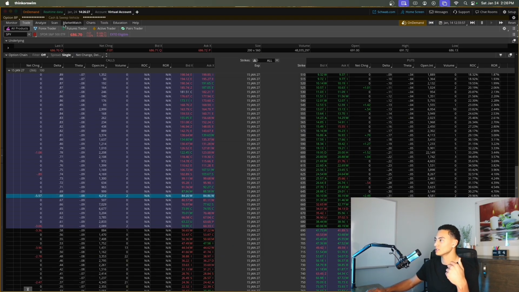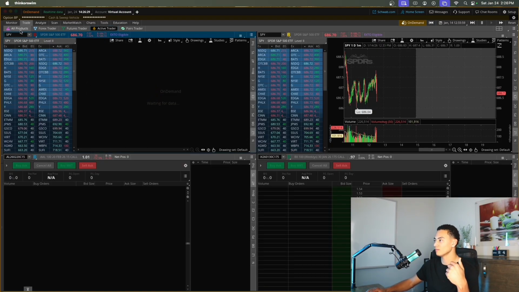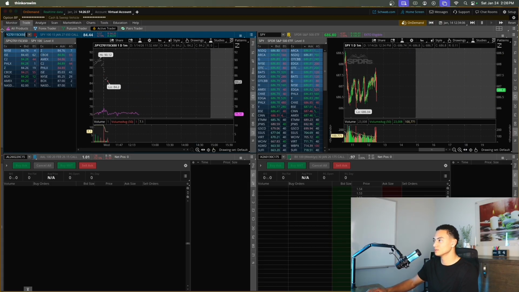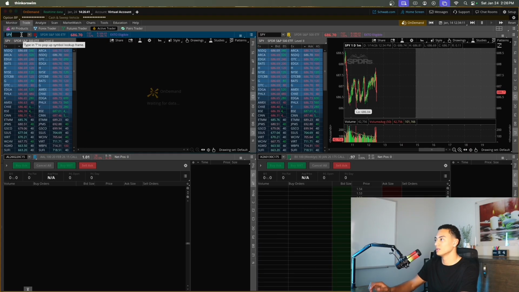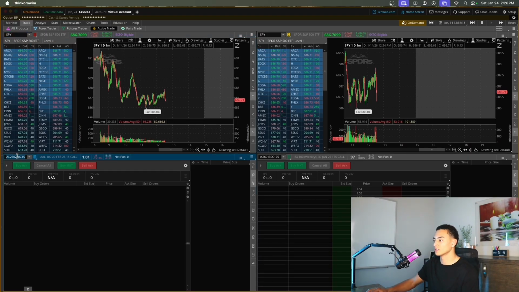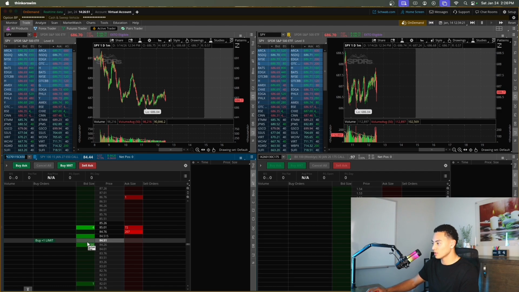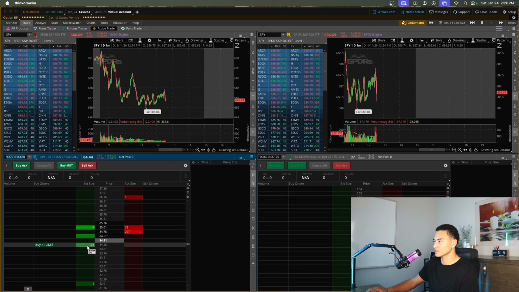What I can also do, if I want to get a better price, is I can right click, I can copy this, and I can go over to my active trader, and I can paste this here. Oops, I'm going to keep it SPY. I'm going to come over here to my active trader, and I'm going to try and get a good price on this one.